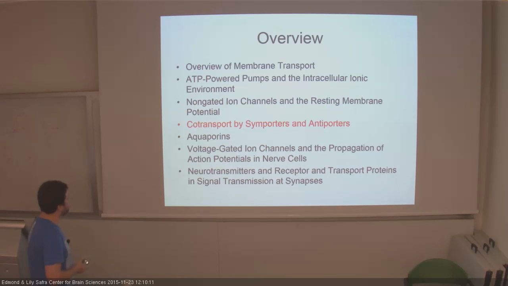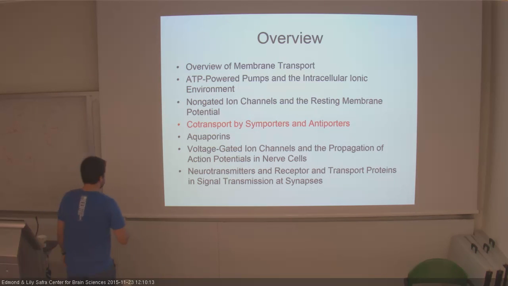So now we talked about ATP, we talked about gating ion channels or pores, and now we'll talk about the third type we didn't talk about, which is co-transport that is facilitated by the use of a second molecule, or as we saw in the beginning, the molecules that are called symporters or antiporters.